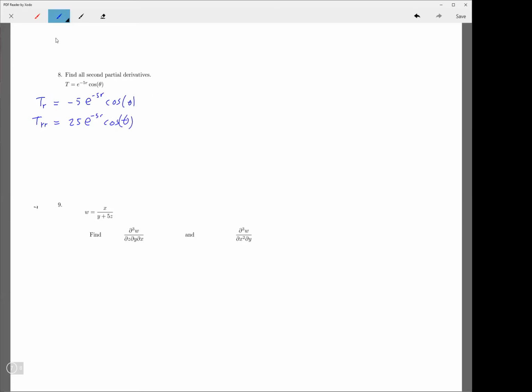And then if you take t theta, this is all a constant. So you're just taking the derivative with respect to theta of cosine, which is negative sine, right? So that's going to be negative e to the negative 5r sine theta, and then the second partial there is going to be negative e to the negative 5r, and the derivative of sine is just cosine.